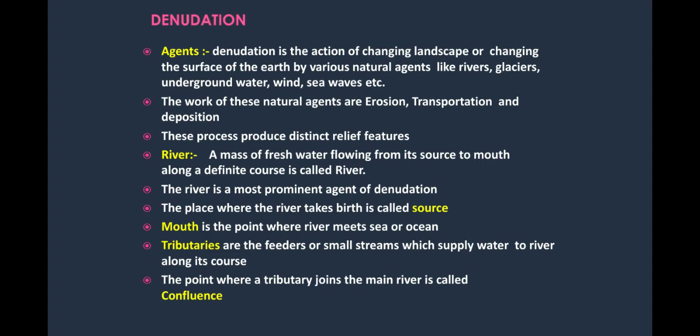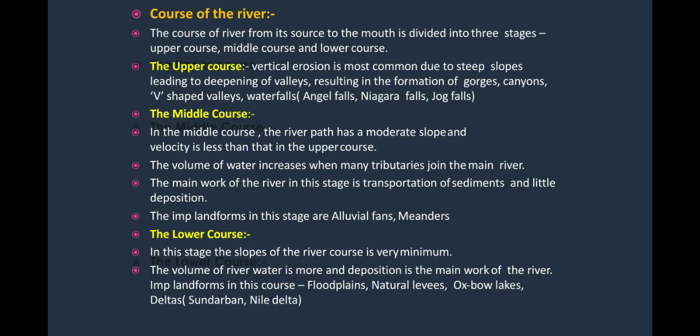Now in this denudation, we are going to study various agents. All the work of these agents is, they will first erode, that is break, transport and deposit. In this process, some landforms are formed. Now what are these? We will see. We will go to the next, that is the course of the river.